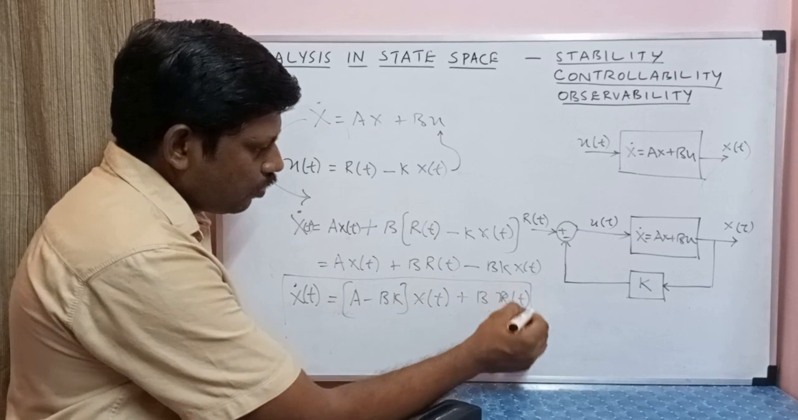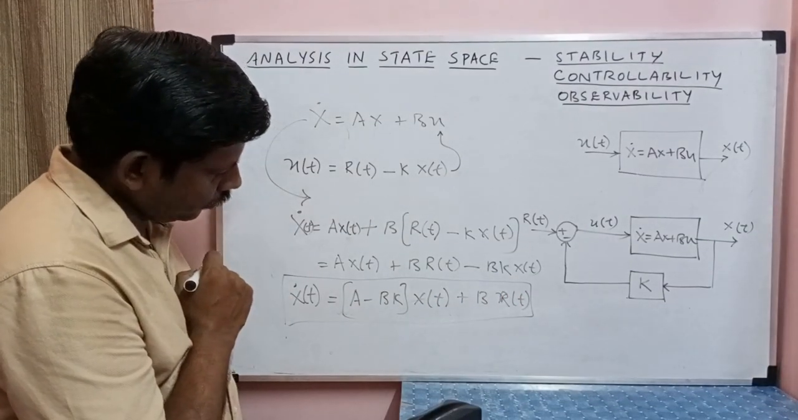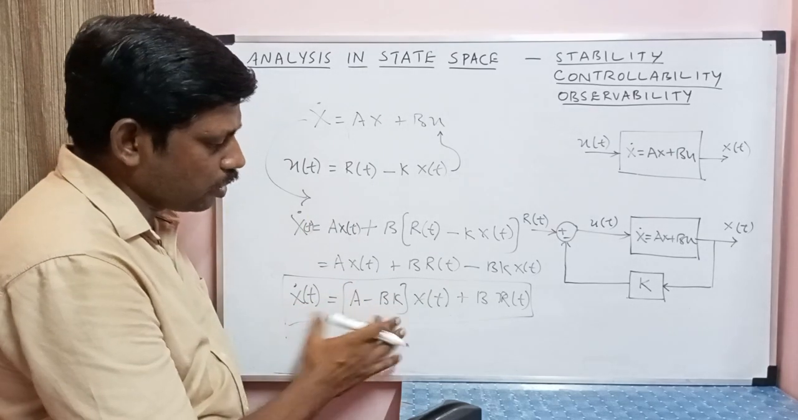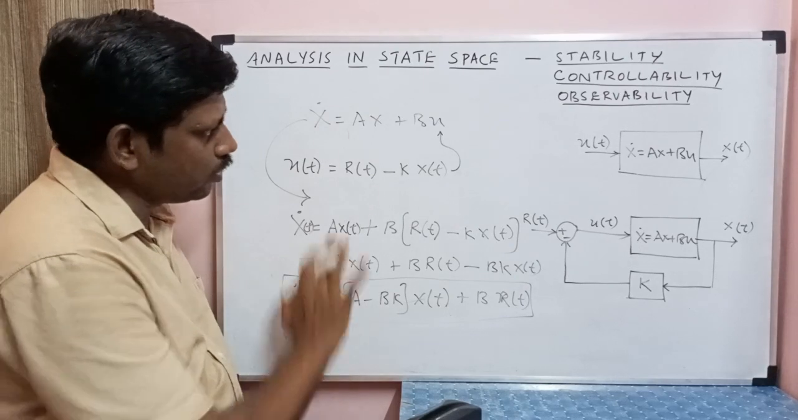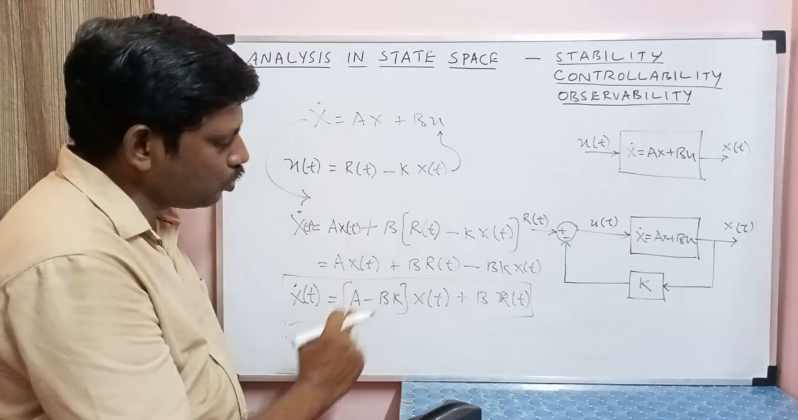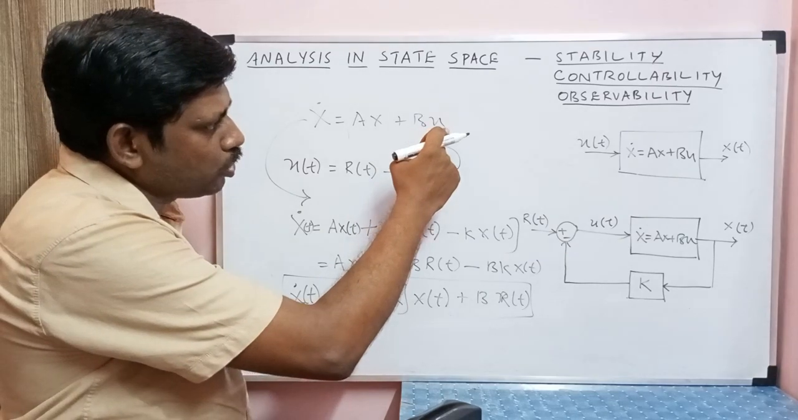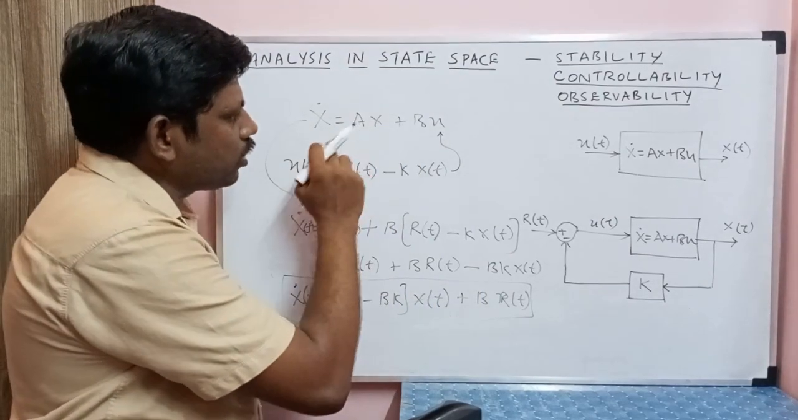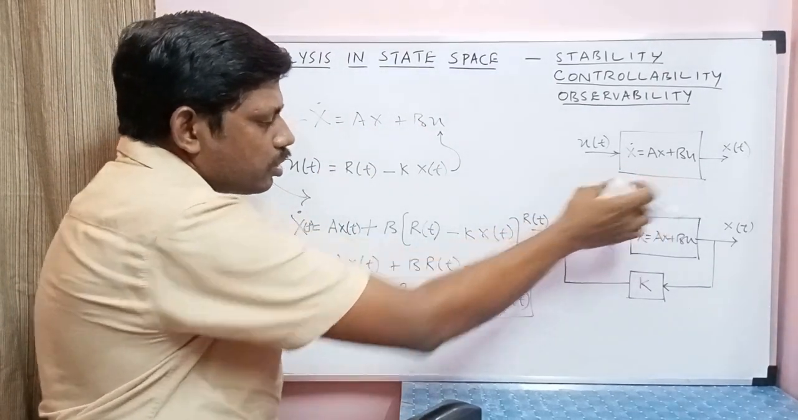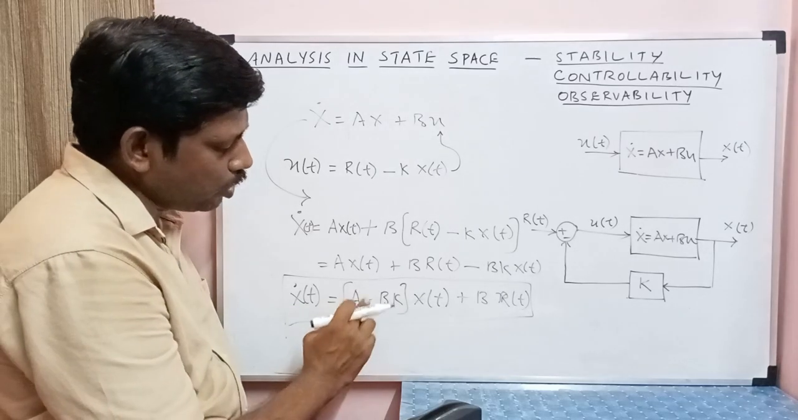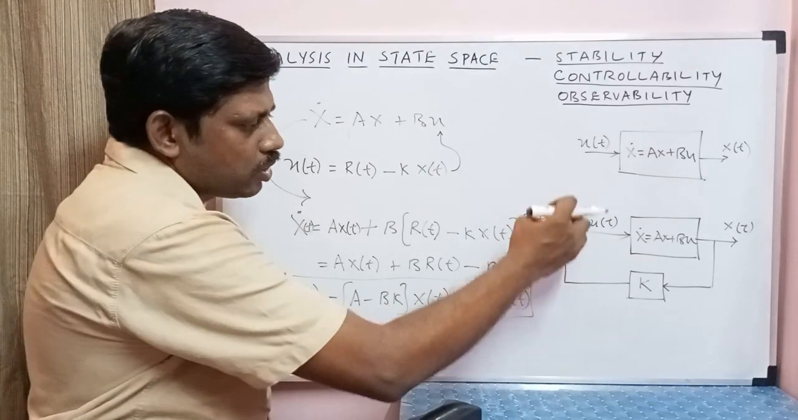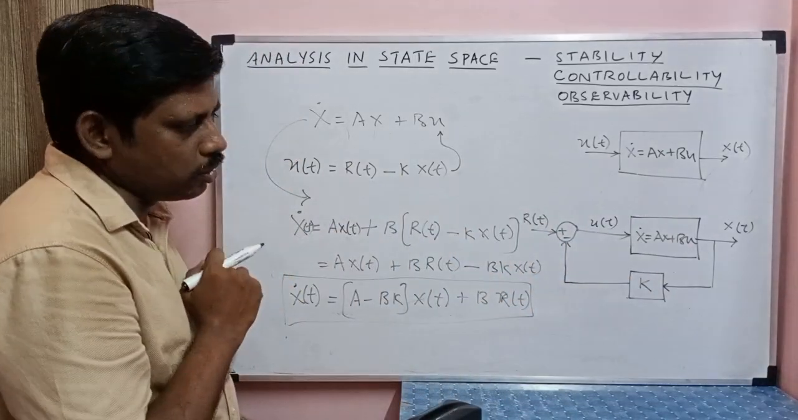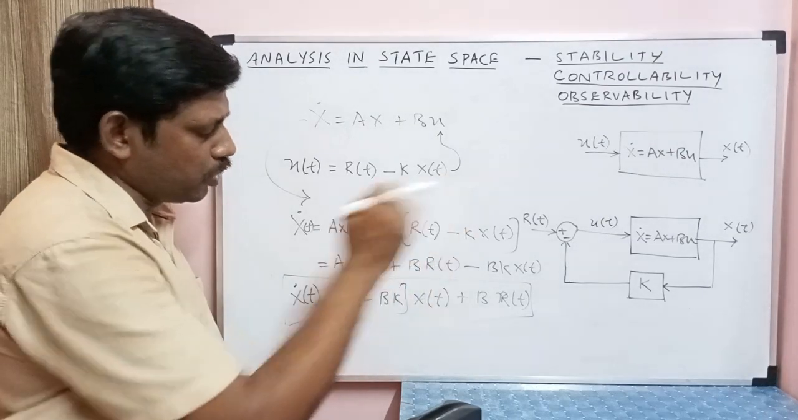If you look at this equation, it is very clear that this is also of the form x dot equal to Ax plus Bu. The only thing is that the state matrix has changed from A to A minus BK, and the input is no more u; the input to the system is r of t. So x dot equal to Ax plus Bu represents this system. The equation x dot equal to A minus BK into x plus B r of t represents this system. It is the same system, only with this state feedback controller implemented.